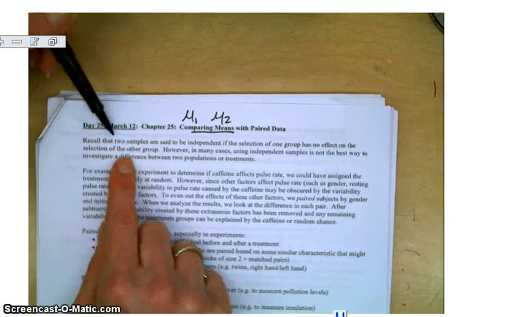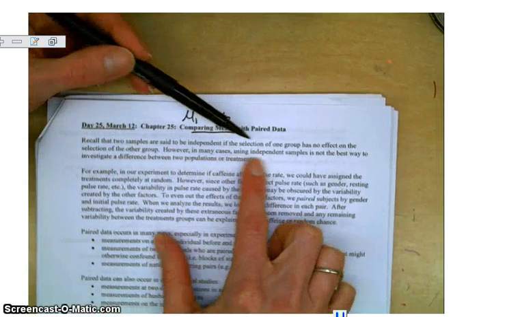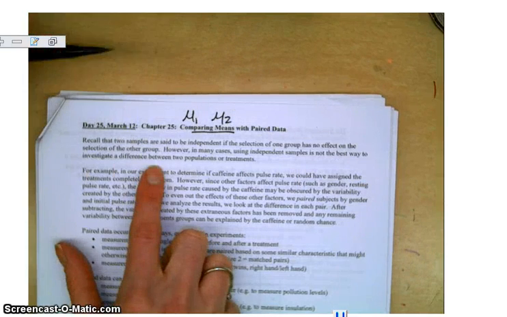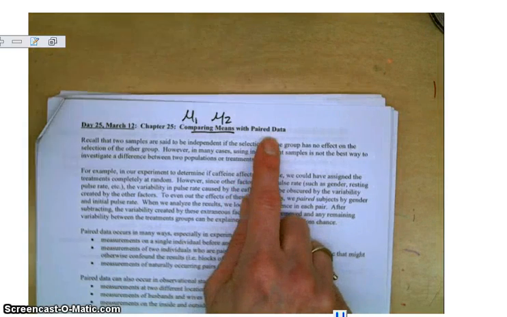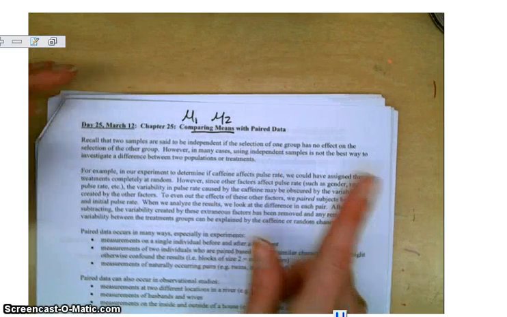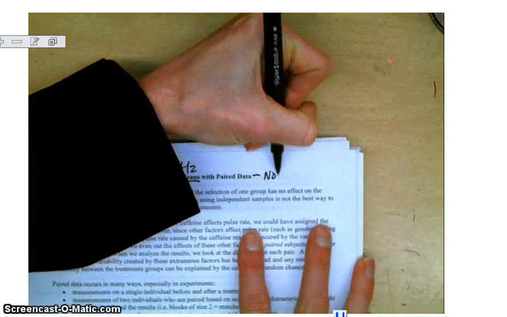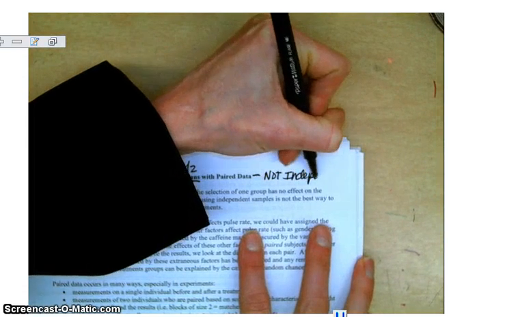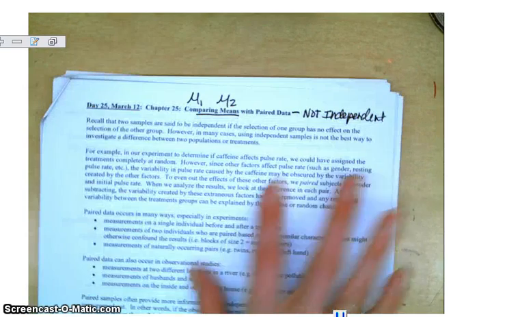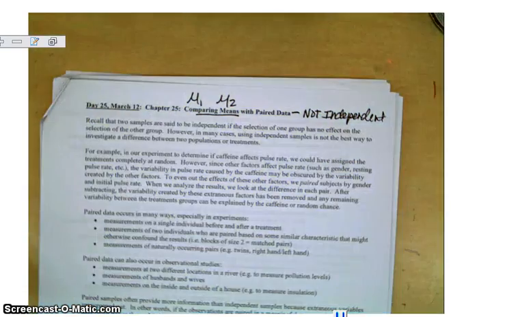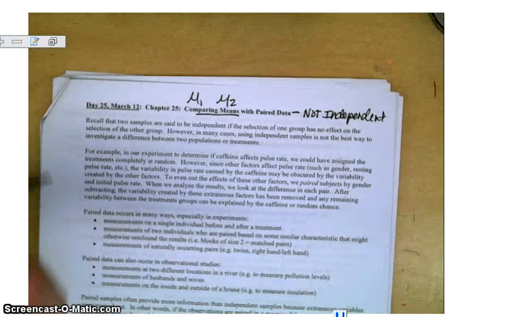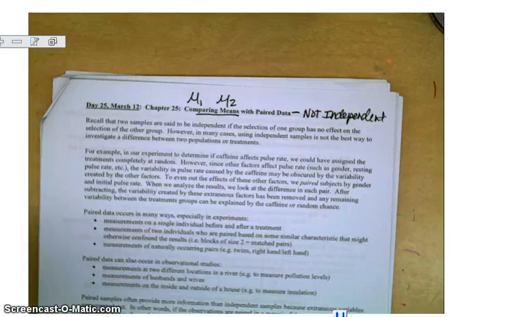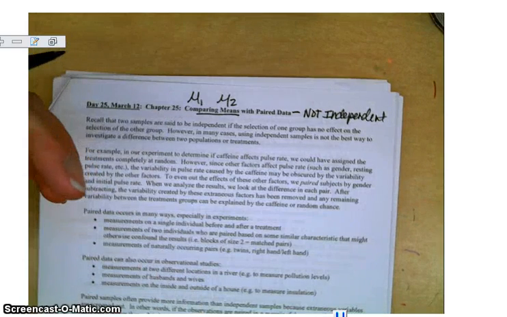Okay, recall that two samples are said to be independent if the selection of one group has no effect on the selection of the other group. Well, today, when we're dealing with paired data, we're getting rid of independence, because paired data is not independent. And that's okay, because the pairs are matched in some meaningful way that is going to make our experiment or our outcome more valuable for us.